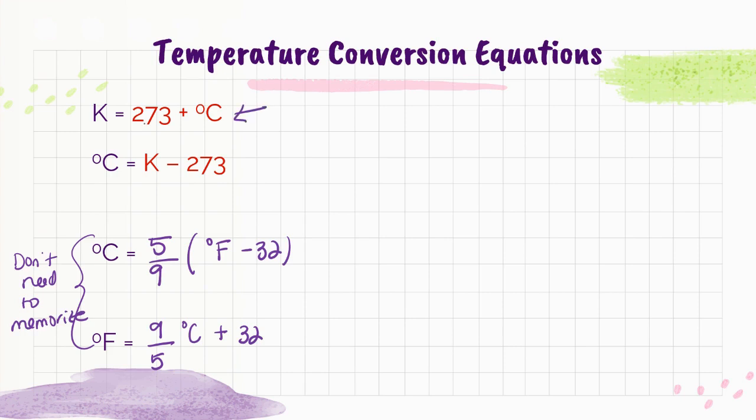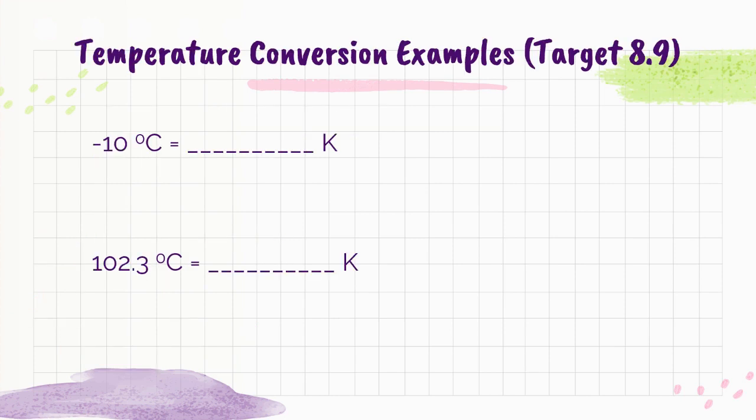This one, 273 plus Celsius equals kelvins, make sure you memorize. It's very easy. That should not be a hard one to memorize. And you're going to use it so often, it should be just ingrained in your memory. All right, let's finish up with four quick unit conversions.